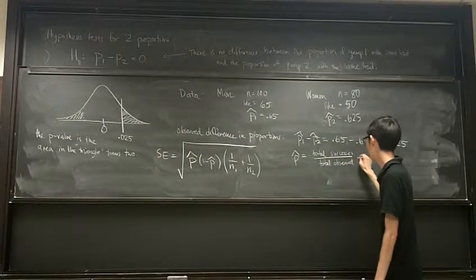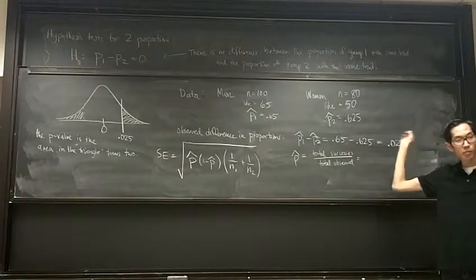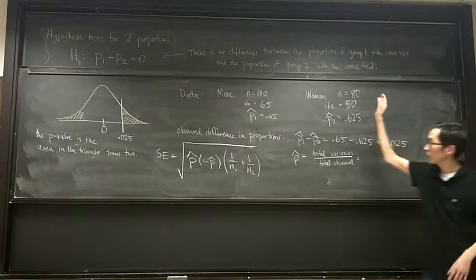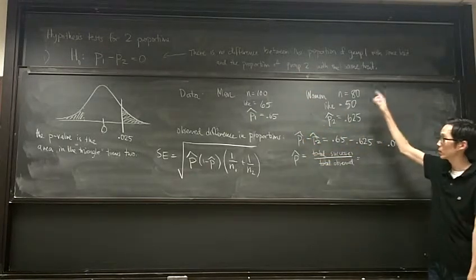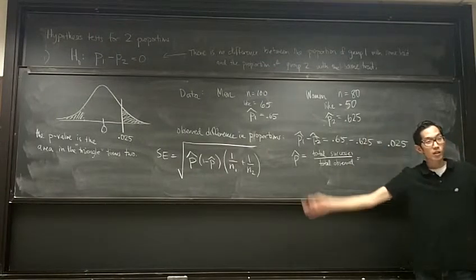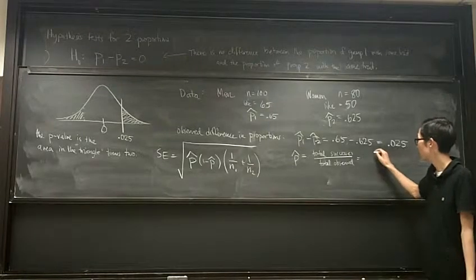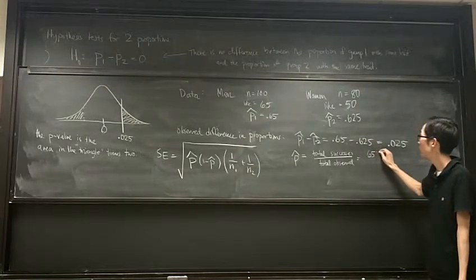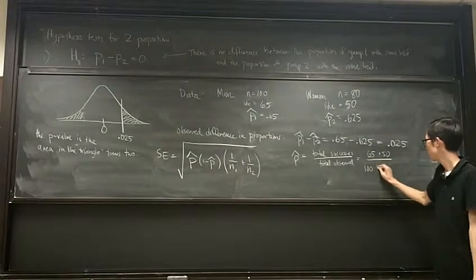What does that mean? Okay. So this just means overall, if we threw all the men and women together, out of 100 men, 65 liked American Gladiators. Out of 80 women, 50 liked American Gladiators. Okay, just overall, what proportion liked American Gladiators? Well, that proportion is we have to do 65 plus 50 out of 100 plus 80.